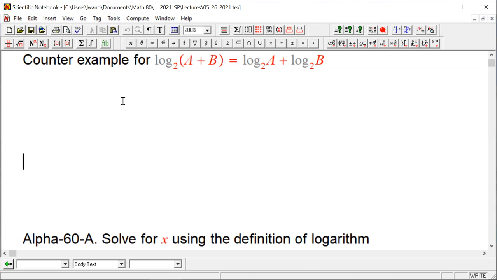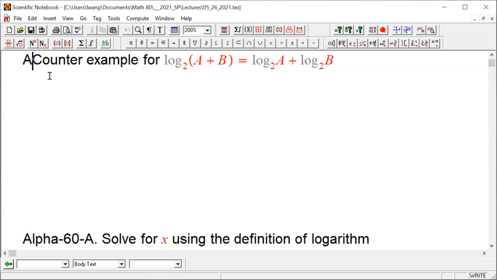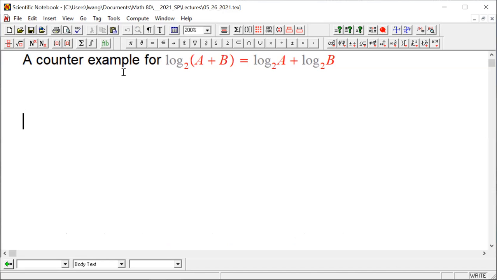So I'm going to give you a counterexample. And I'm hoping that from this counterexample, you are going to be able to get many, many more. In this case, I'm going to give you A equals 2, B equals 4.